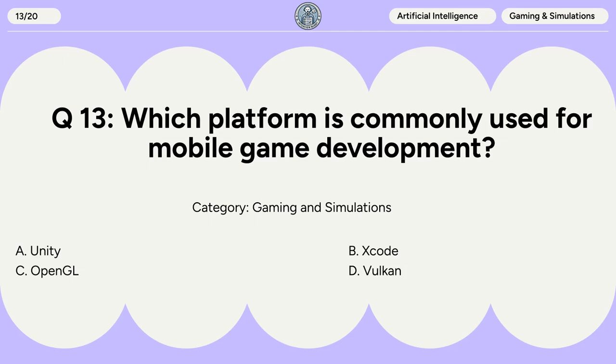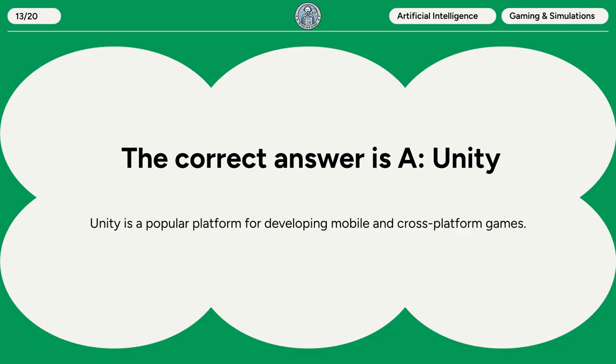Question 13. Which platform is commonly used for mobile game development? A. Unity. B. Xcode. C. OpenGL. D. Vulkan. The correct answer is A. Unity. Unity is a popular platform for developing mobile and cross-platform games.